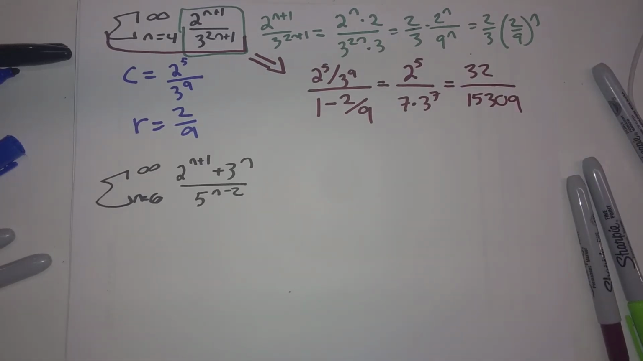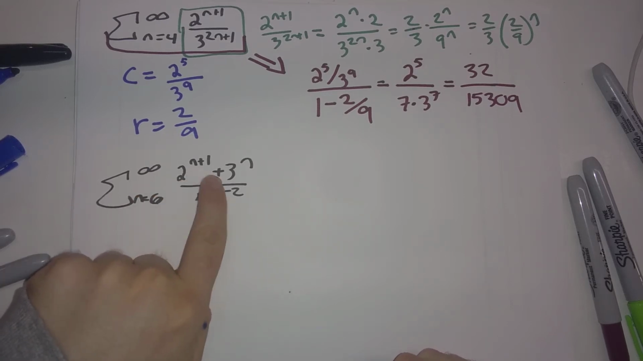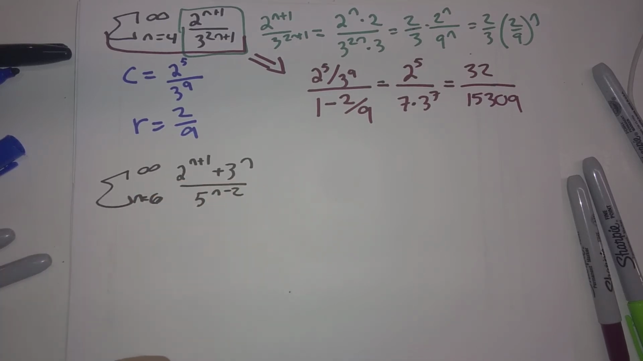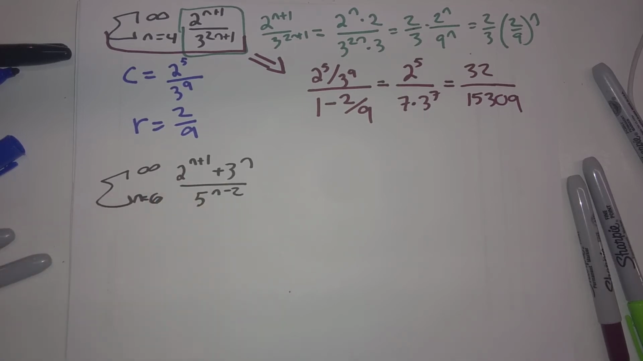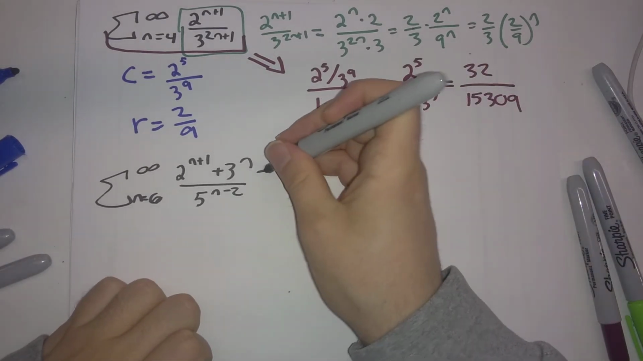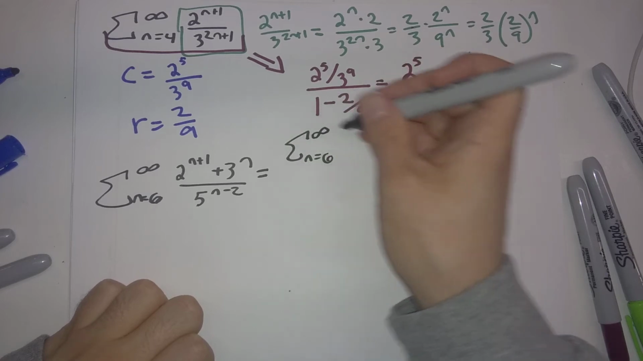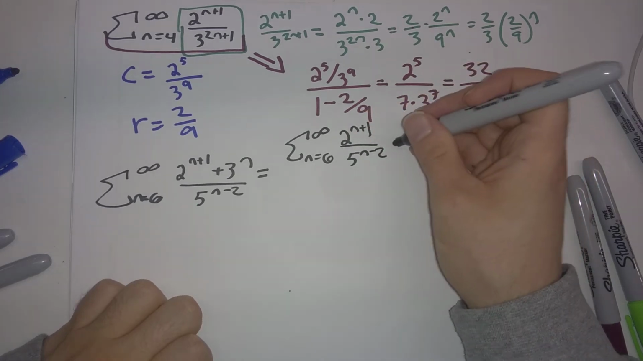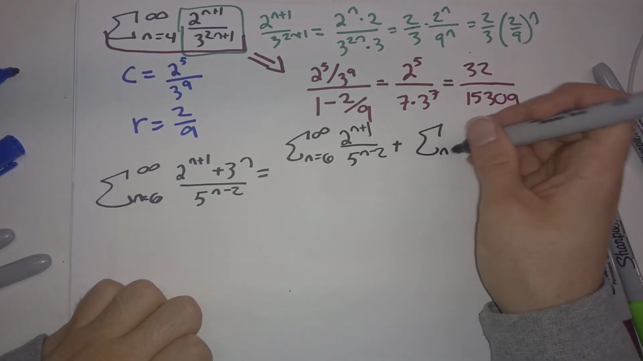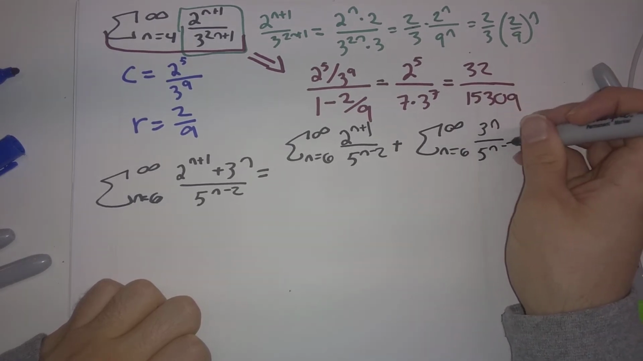Okay, one last question here. The sum of n from 6 to infinity of 2 to the n plus 1 plus 3 to the n, divided by 5 to the n minus 2. When we have a plus in the numerator, we're going to break this up into two separate sums. So I want to rewrite this as the sum of n from 6 to infinity of 2 to the n plus 1 divided by 5 to the n minus 2, plus the sum from n from 6 to infinity of 3 to the n divided by 5 to the n minus 2.